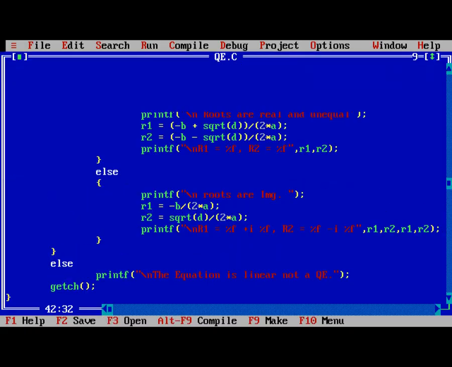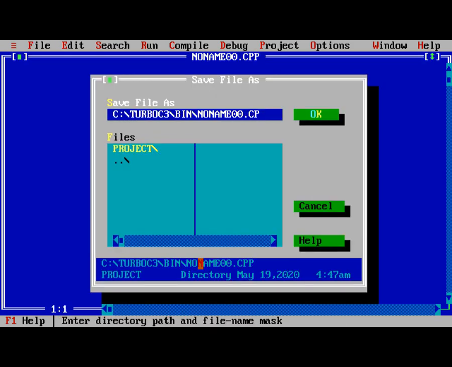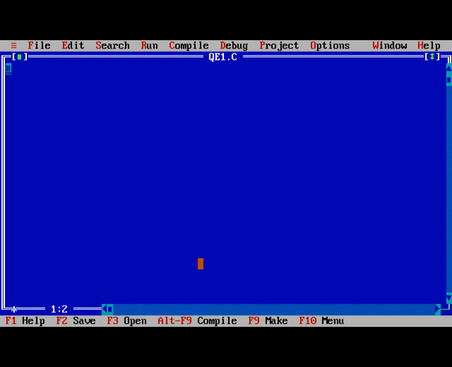Now I will explain it practically. I am opening a new file and naming it QE1. Now I am including the header files: stdio.h and conio.h. Next is void main, getch, and clrscr. These are the basic amenities.